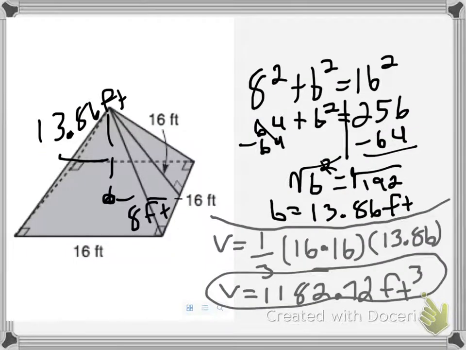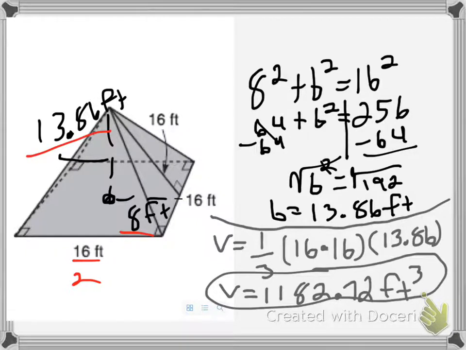Next one also dealing with slant height. So right here I half 16 to find the radius, one of the legs of my triangle, which is 8. 8 squared plus b squared equals 16 squared. 8 squared is 64. 16 squared is 256. Subtract 64, I get 192. The square root of 192 is approximately 13.86 feet. So my height here is 13.86 feet.